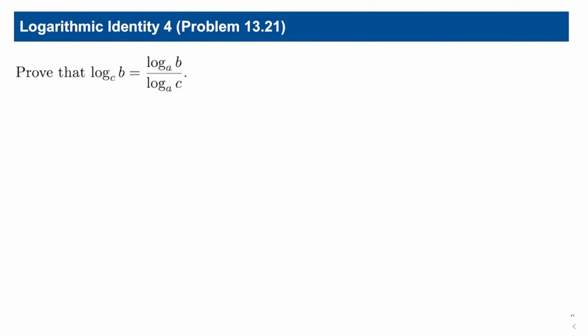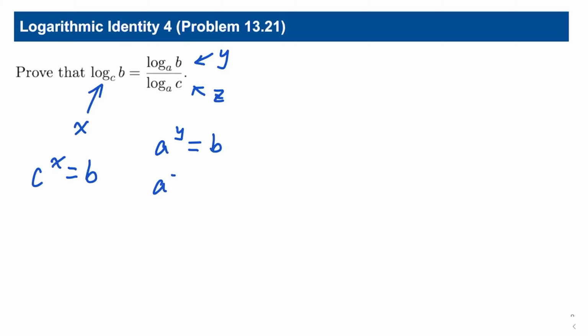Prove that log base c of b equals log base a of b over log base a of c. This is a very useful identity. Let's denote this as x, this as y, and this as z. Then c to the power x equals b, a to the power y equals b, a to the power z equals c.